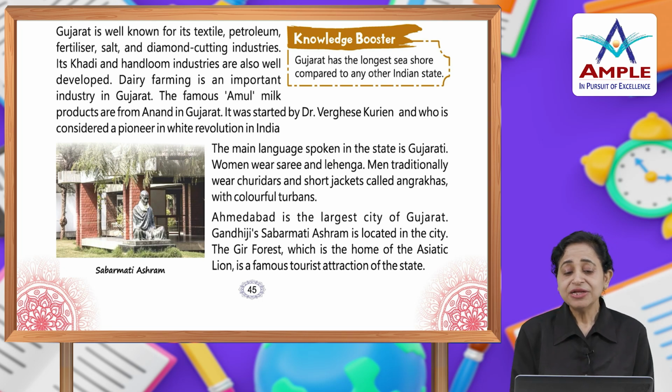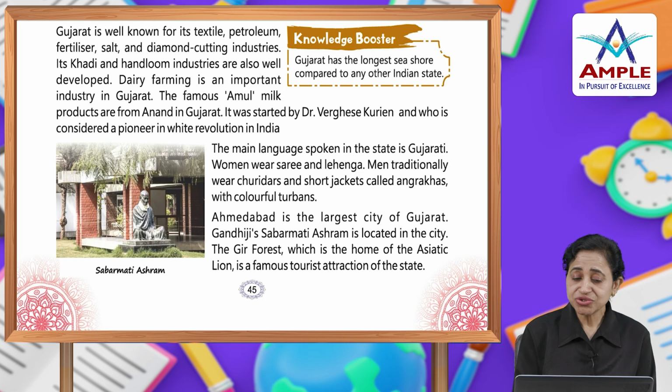फेमस है ये जगह. Dairy farming is an important industry in Gujarat. The famous Amul milk products are from Anand in Gujarat. It was started by Dr. Verghese Kurian, who is considered a pioneer of the white revolution in India. The main language spoken in the state is Gujarati.